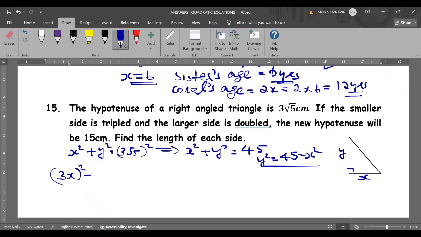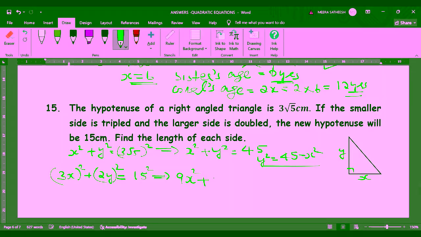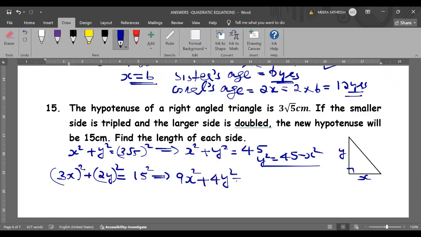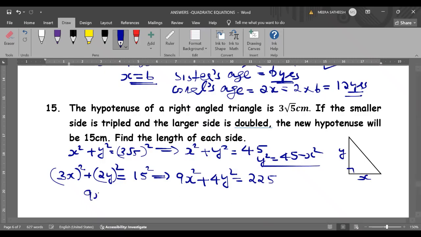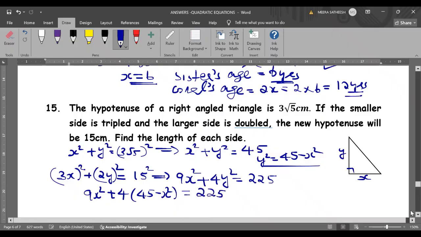Larger side doubled, so 2y, and square them. The new hypotenuse will be 15, so 15 squared. That means 9x² + 4y² is 225. Now in place of y², substitute 45 minus x². So 9x² + 4(45 − x²) is equal to 225.